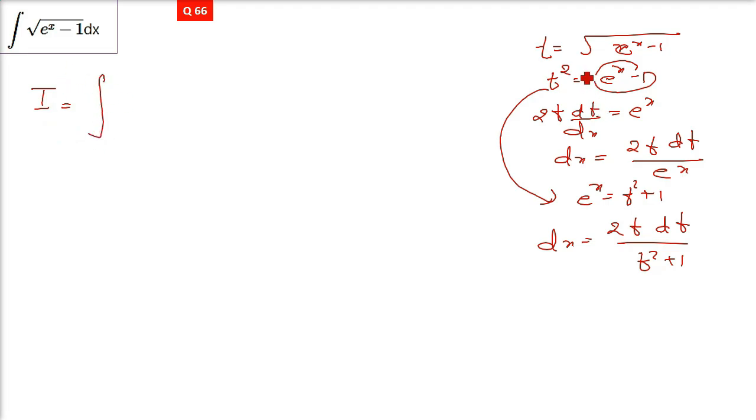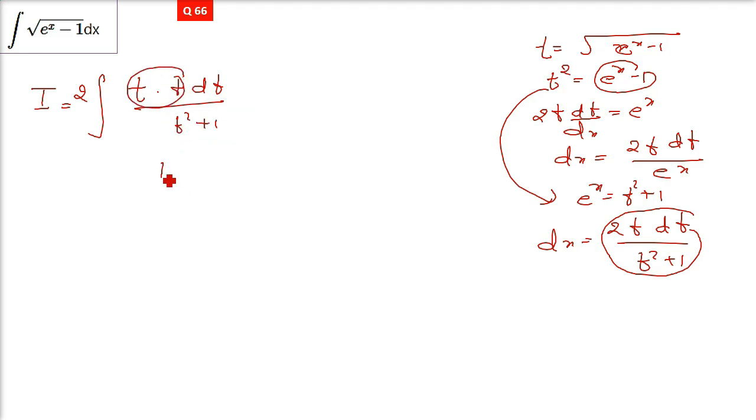Integration will be, this will be t. Under root e raise x minus 1 will be t. And this whole dx will be 2t dt by t square plus 1. Let us write it. 2t dt by t square plus 1. 2 I am taking it in front of the integral sign. This will be t square, denominator will be t square plus 1 and dt will remain like that. So this is t square plus 1 now.